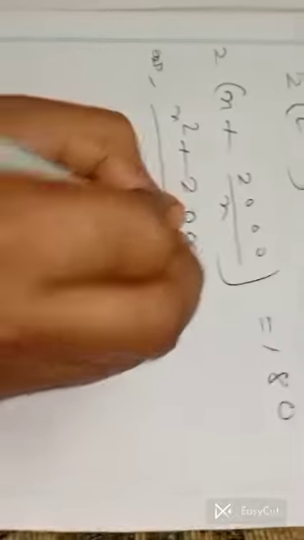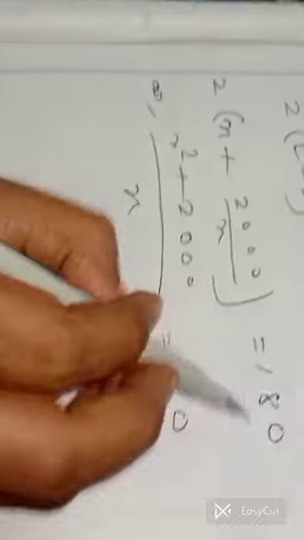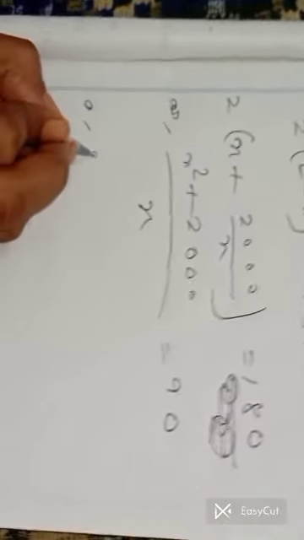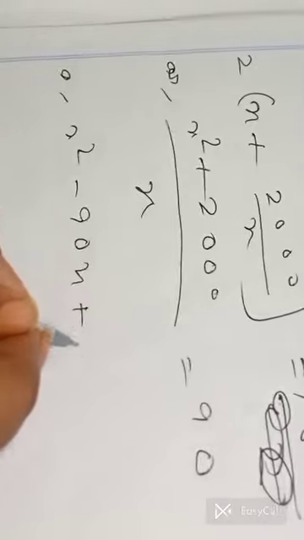So if we take LCM as x, it comes to x square plus 2000 equals to 90x. Why 90? We cancelled 180 divided by 2 from the left hand side. That's why it came as 90. So what do we get? x square minus 90x plus 2000 equals to 0.